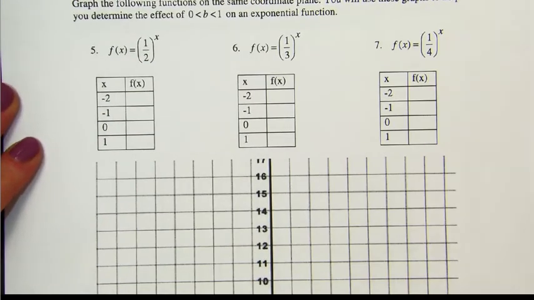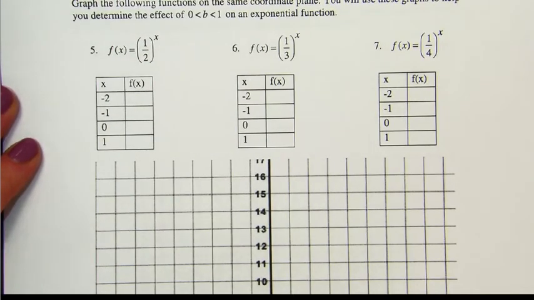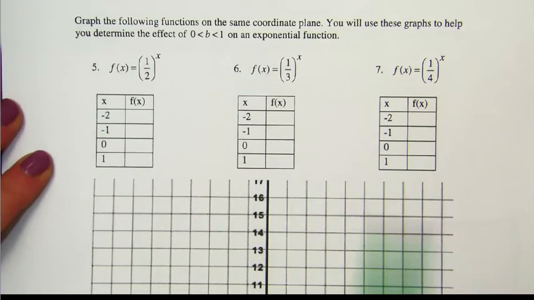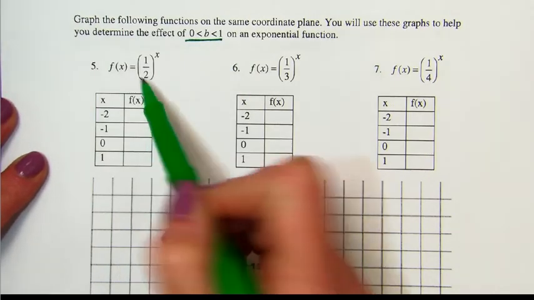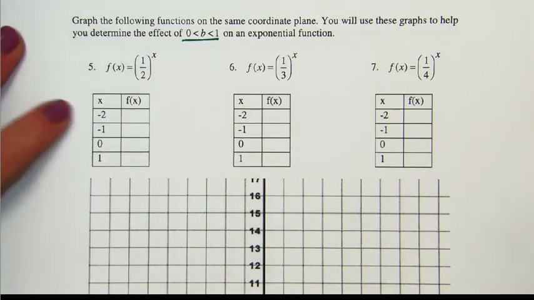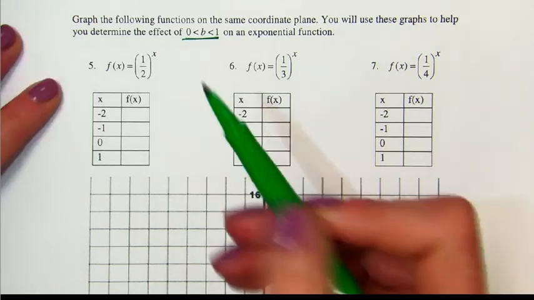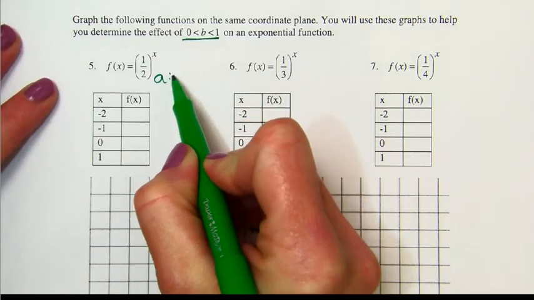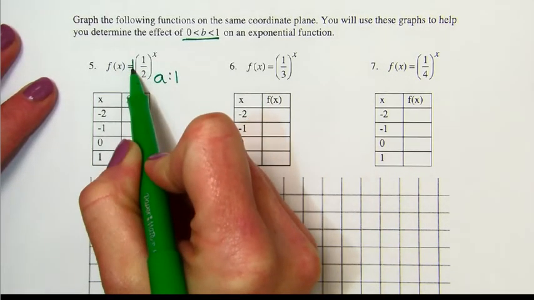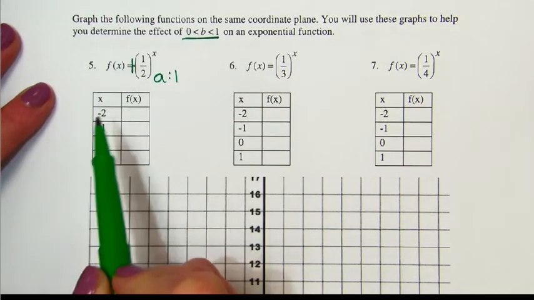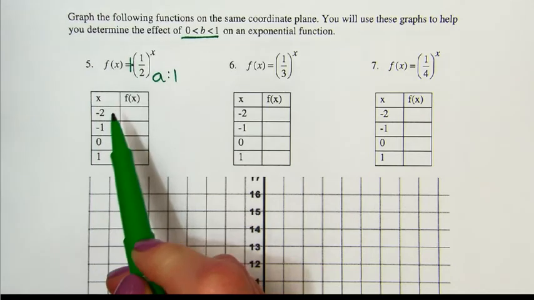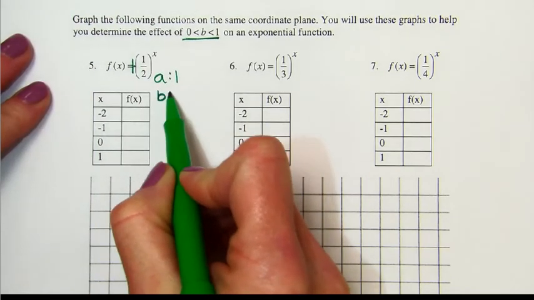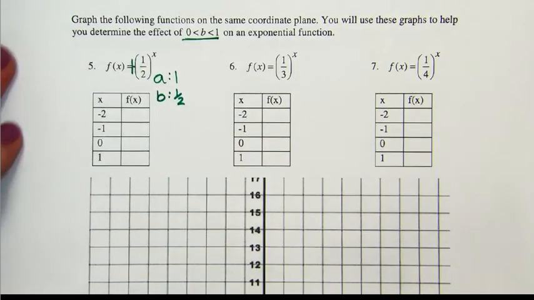Same type of process, except now instead of having numbers where the B is greater than 1, we now have B's that are between 0 and 1, fractions. So let's identify our A and our B again. My A is still 1, right? Because if I had a number multiplied by this power, it would be a 1. And the B is 1/2.